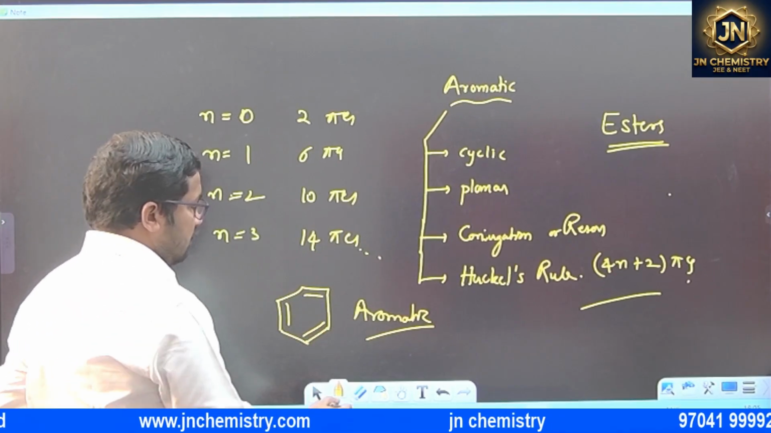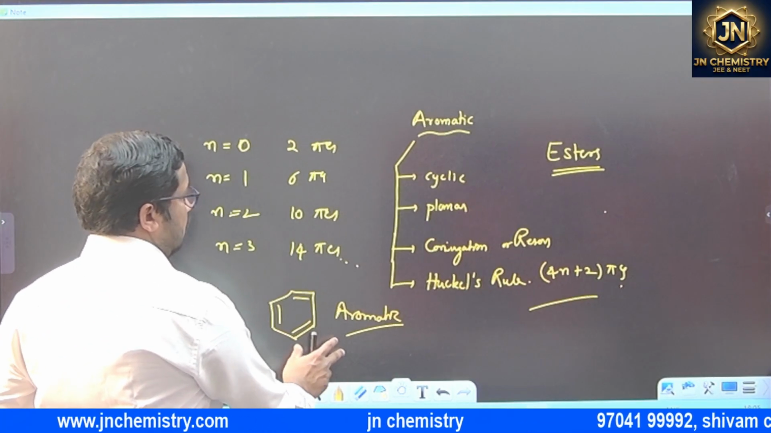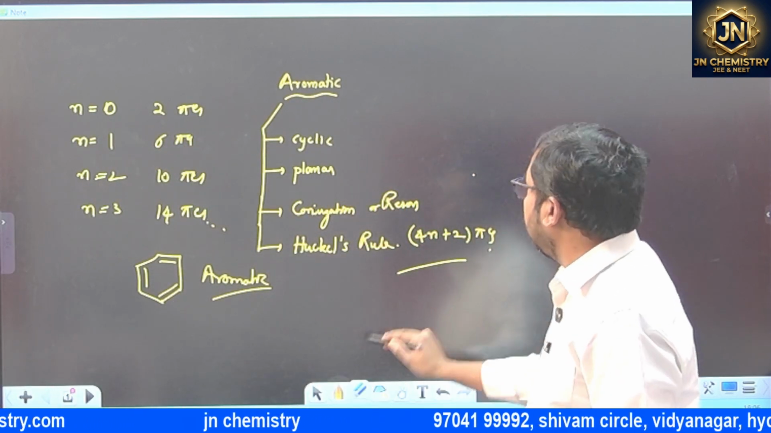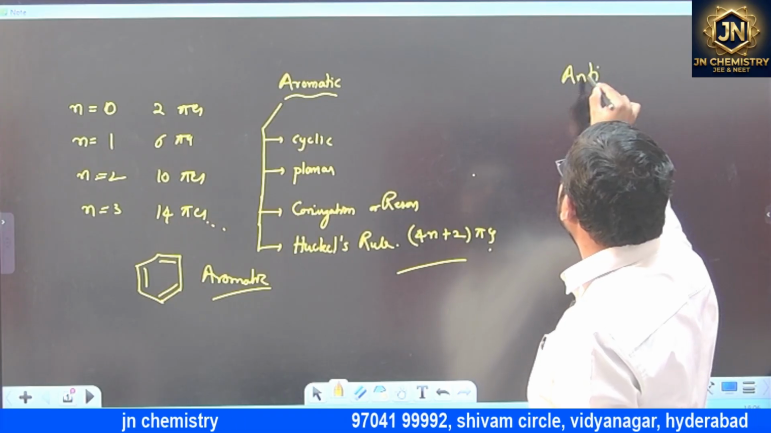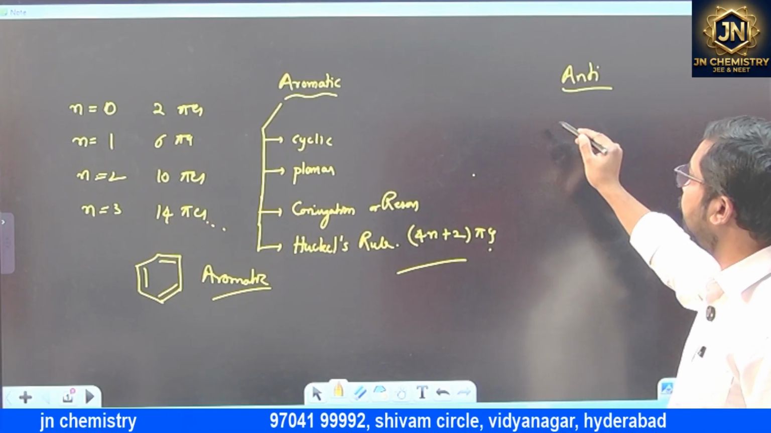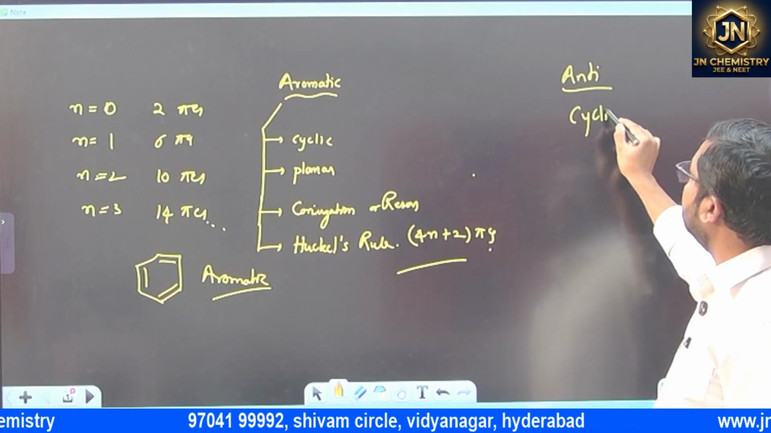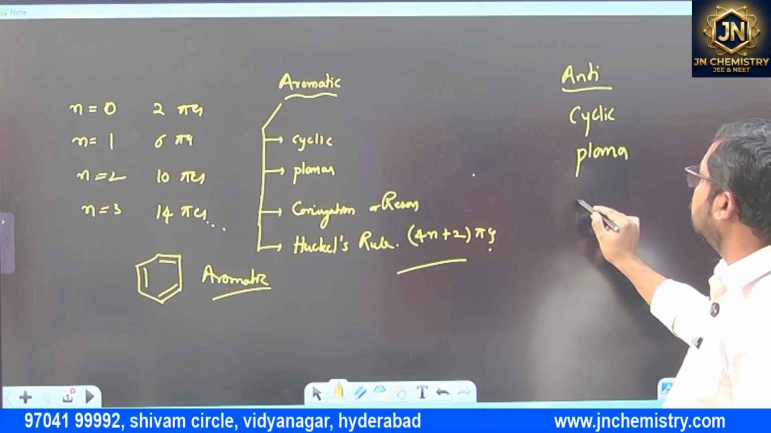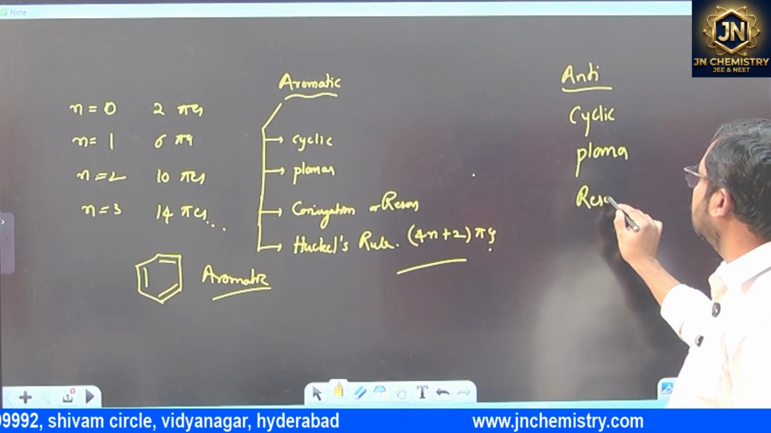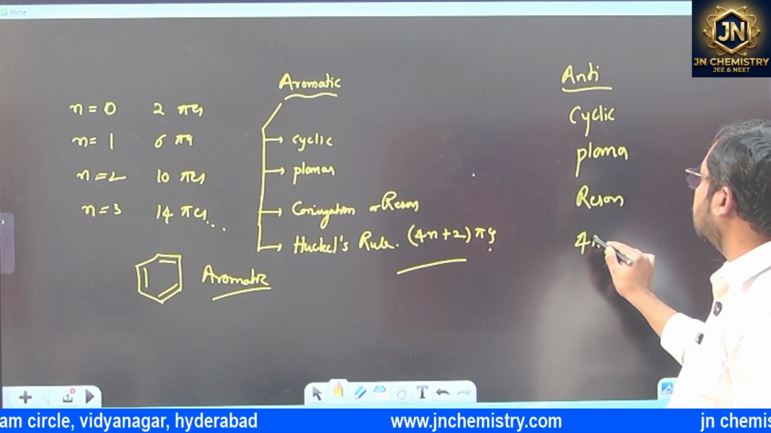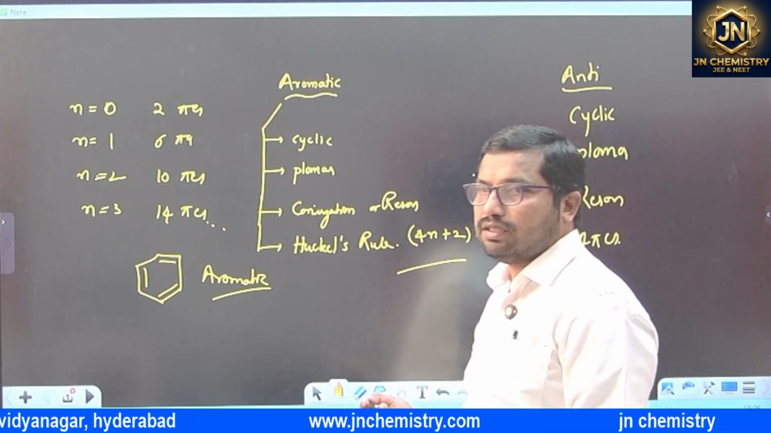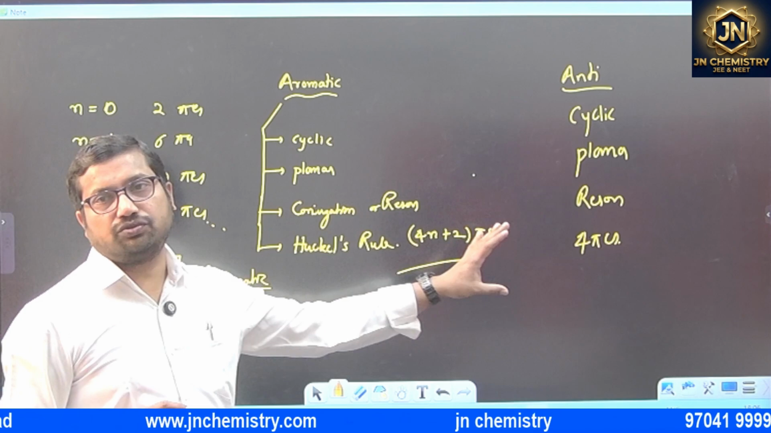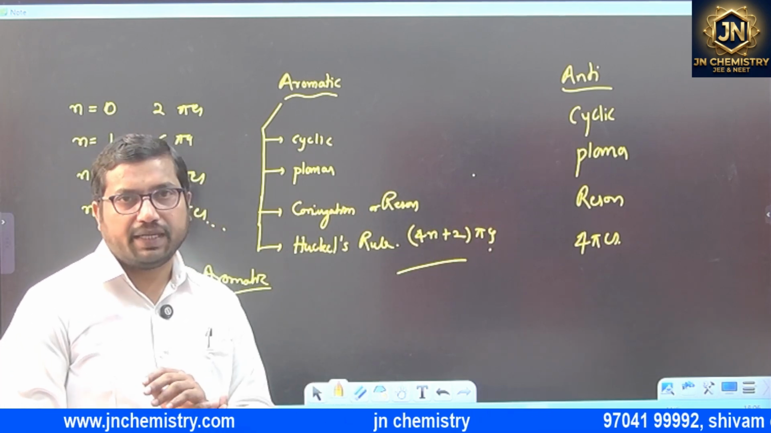Same as it is, but for anti-aromatic compounds, the compound should be cyclic, planar, and should have resonance and 4 pi electrons. If they have 4 pi electrons, the compounds are anti-aromatic compounds. If the compound possesses neither of these, it is called a non-aromatic compound.